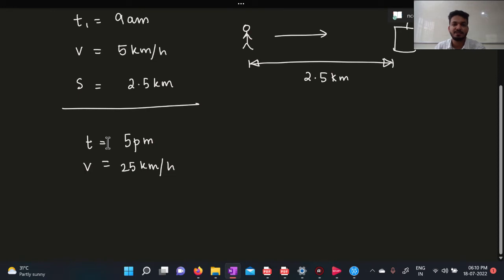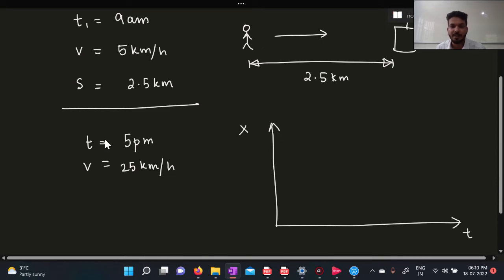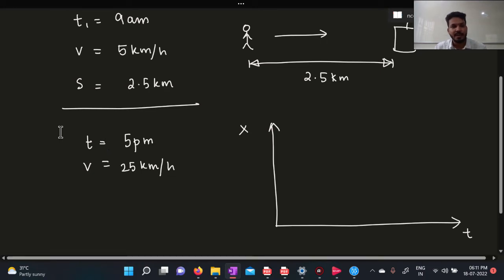So that means with all this data, I have to plot a displacement-time graph. I know the initial displacement will be zero. The final displacement should also be zero. But I don't exactly know the time intervals. I know she starts at 9 a.m., but when does she reach? But I can find it out.